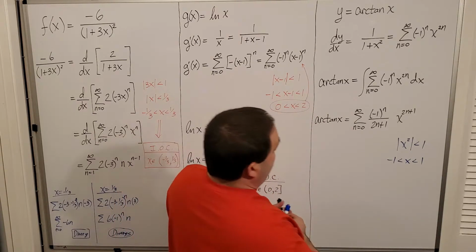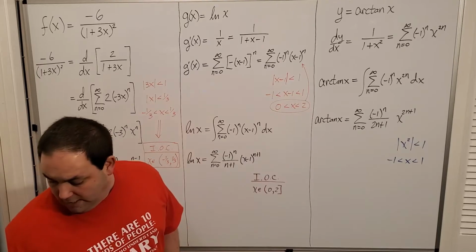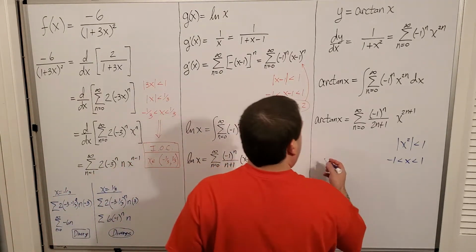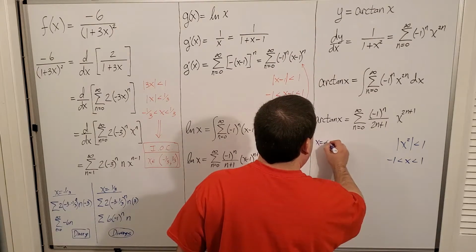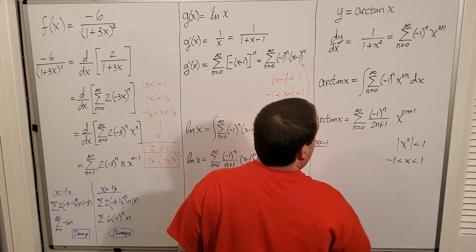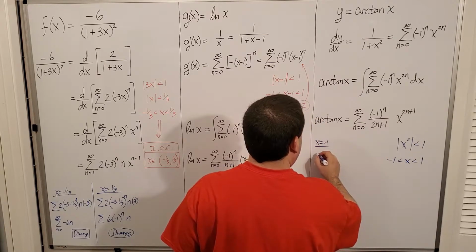If I plug in 1 or negative 1, right? Let's do that. When x equals negative 1, I get negative 1 to the 2n plus 1 there, right? Let's just look at that piece by itself.